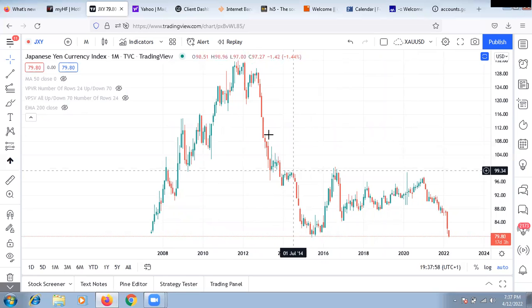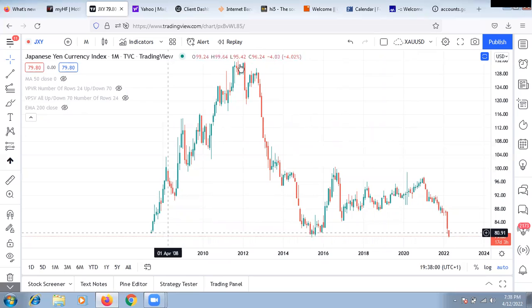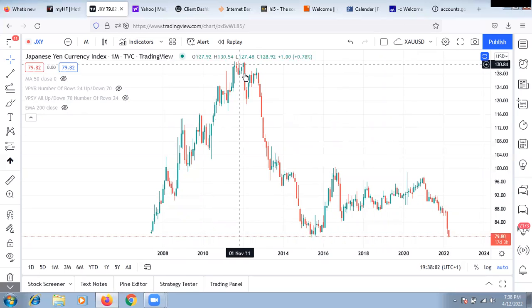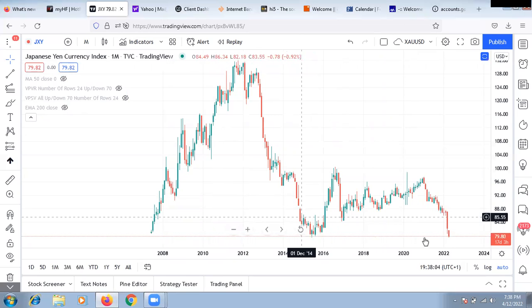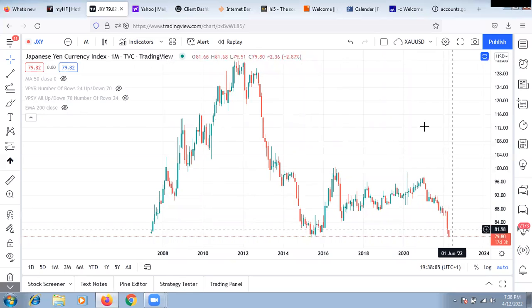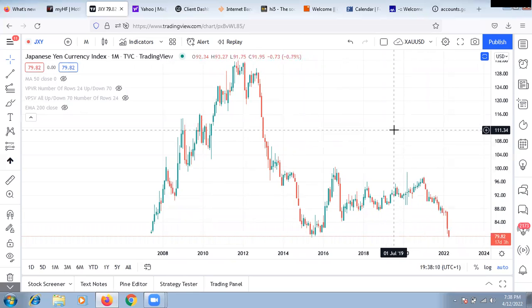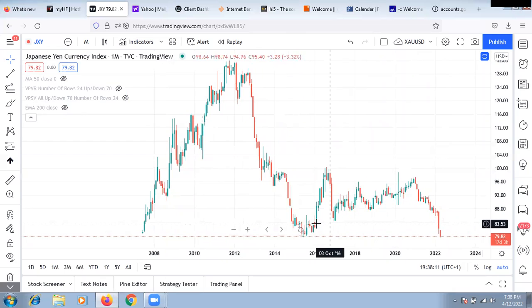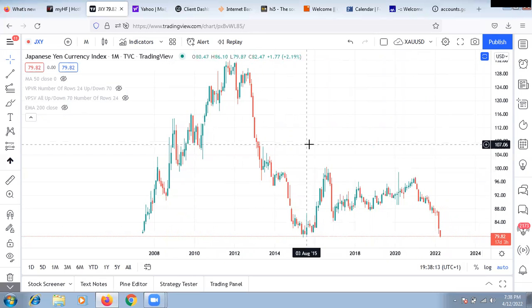So a trend, another trend change. Are we going to have a third trend change? We're going to see that on this particular JXY. But now let's focus attention here.